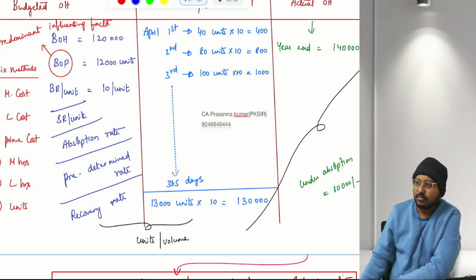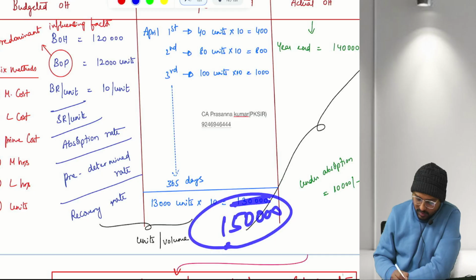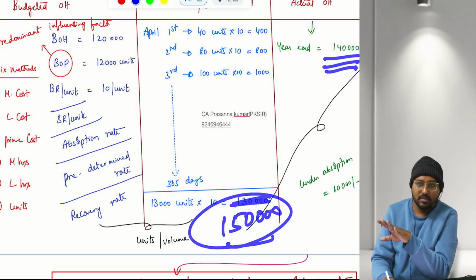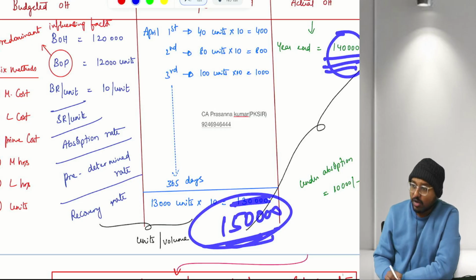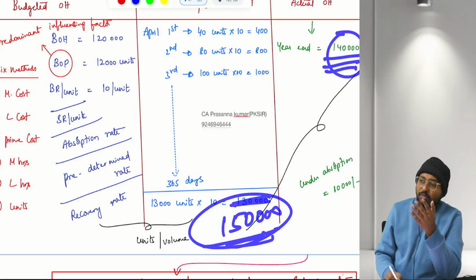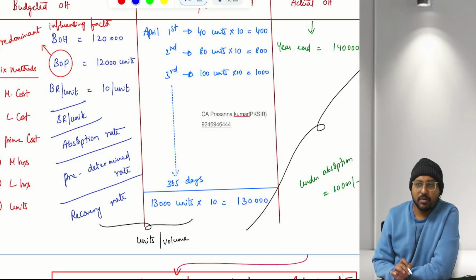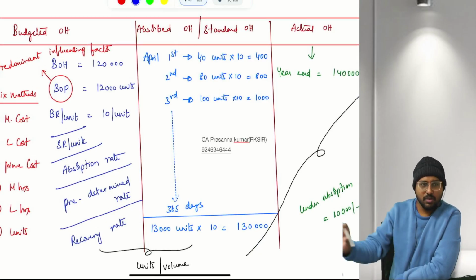Got the point? Suppose I have absorbed 1,50,000 and your actual overheads are 1,40,000 at the year end. Now what will you do? It means there is over absorption, because I should have debited 1,40,000, whereas I've debited 1,50,000. I've debited 10,000 more, so my profit would have got reduced by 10,000. To correct it, what do I have to do? Add back 10,000. Are you able to get me?